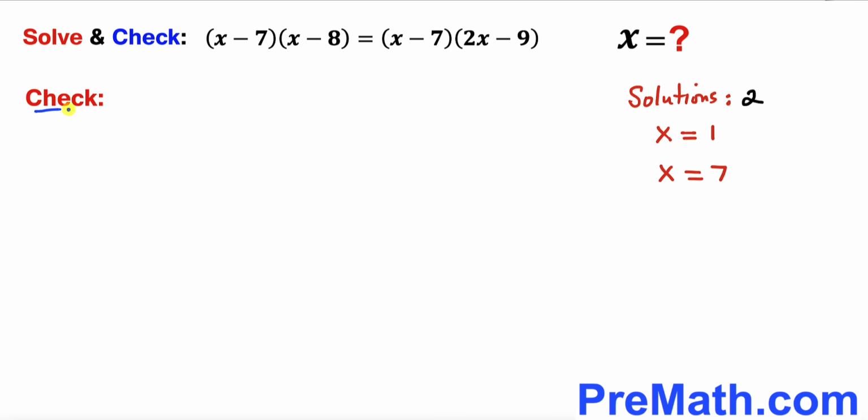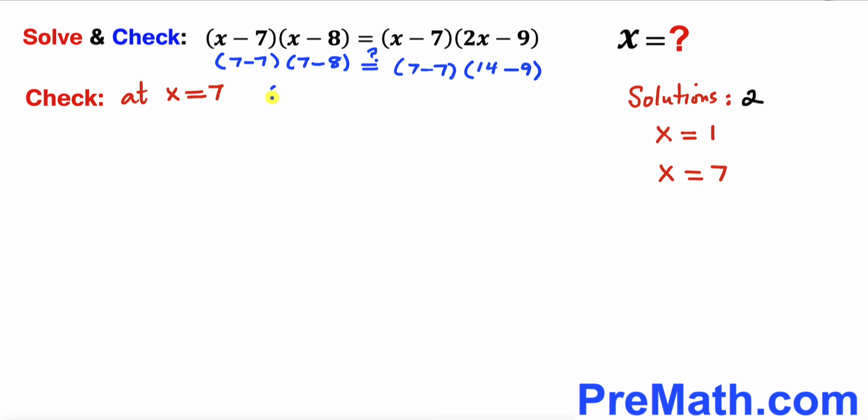Now we are going to check our solutions for any extraneous solution by plugging values into the given equation. Let's look at the x equals 7 value. We fill in the blanks in this equation. So we got 7 minus 7 times 7 minus 8, is it equal to 7 minus 7 times 2 times 7, which is 14, minus 9? On the left hand side, that's going to give us 0 times negative 1, is it equal to 0 times 5?